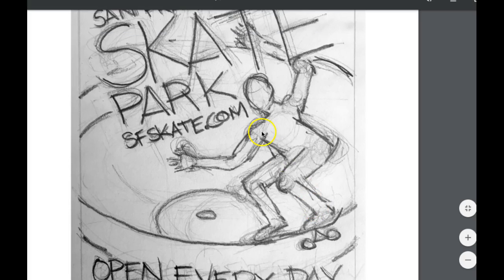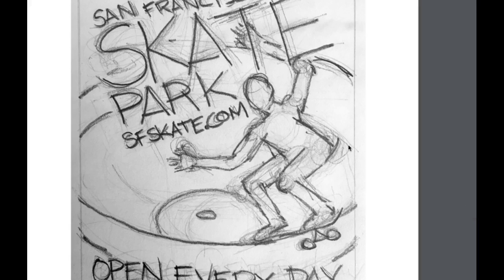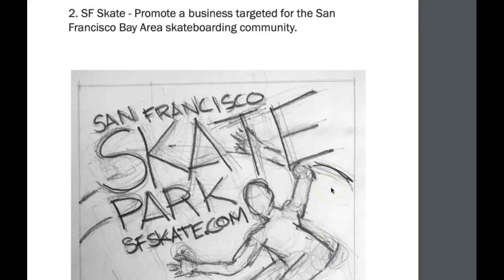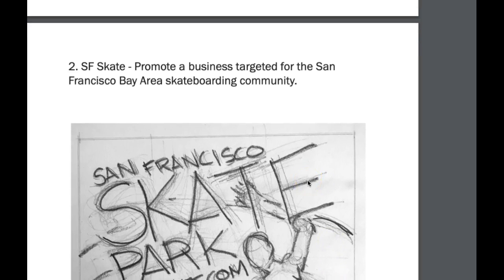So the main thing here is to define that target market and then talk a little bit about how your sketches effectively communicate with that target market. Nothing major. A few sentences will definitely suffice in that regard.